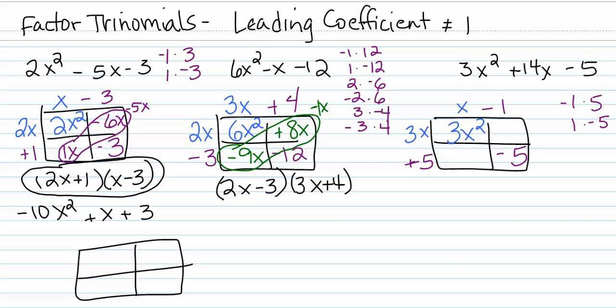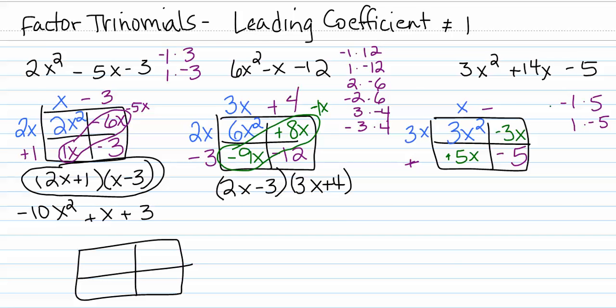In the upper right-hand corner, when I do 3x times negative 1, I'm going to get a negative 3x. In the lower left-hand corner, when I do positive 5 times x, I'm going to get a positive 5x. When I combine those two, I get a positive 2x. Unfortunately, I want a positive 14x. Now that does not mean that 1 and 5 do not work. It just means that 1 and 5 don't work in those spots. Since I didn't even get a 14 at all, that tells me I need to change the numbers around.